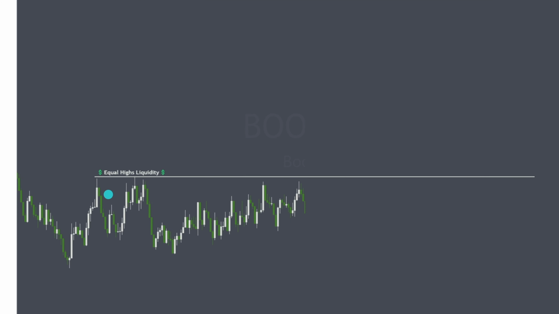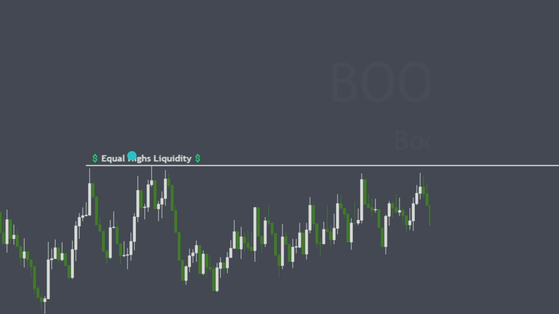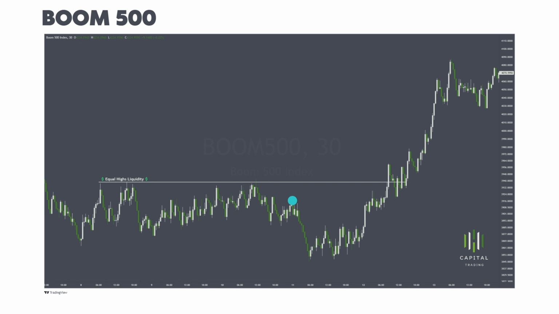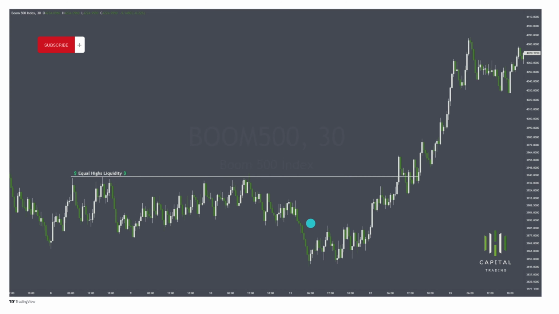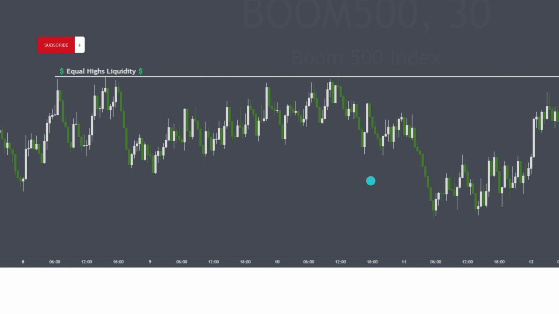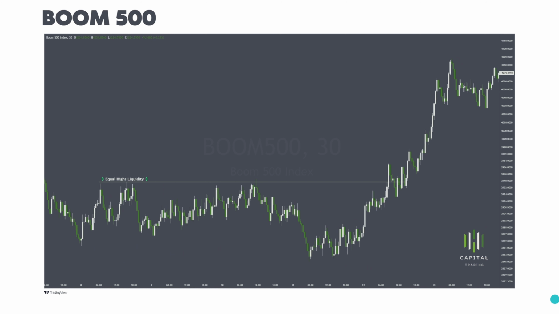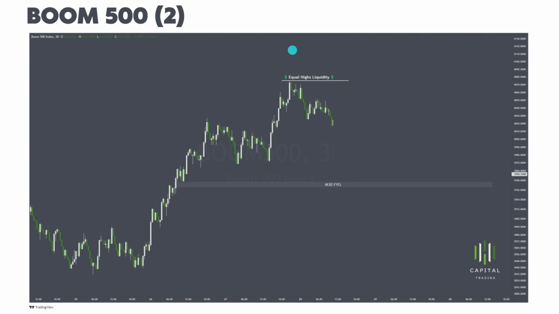So we had this 1, 2 equal highs being formed. We can also include the last 2, but we just specifically wanted to focus on these 2. As price was consolidating, right, liquidity obviously was being formed. So price did reach into that here with so much movement to the upside. Let's see the second chart of the Boom 500.